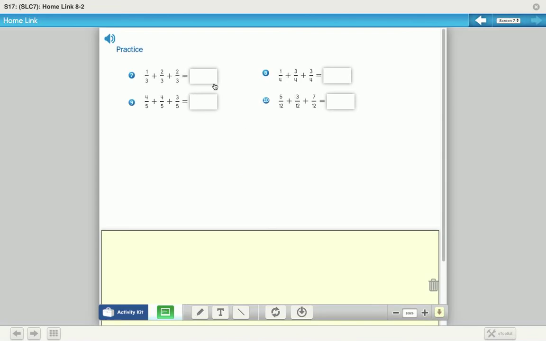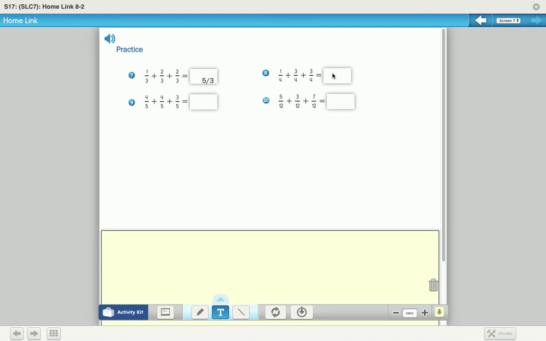Okay, so then you just had some addition of fractions down at the bottom. So all of our denominators are the same on all of them, which makes it easy. All we have to do is add the numerators. So 1 plus 2 plus 2 is 5. So 5/3 is one answer. Or if you want to change it into a mixed number, it would be 1 2/3.